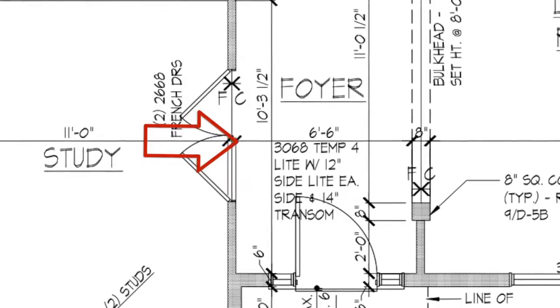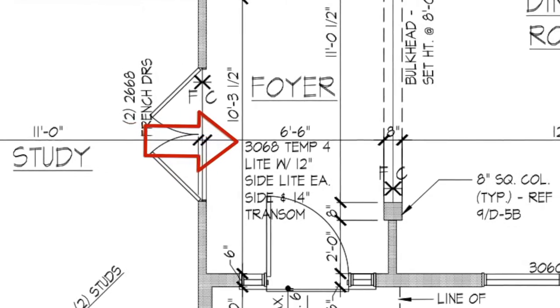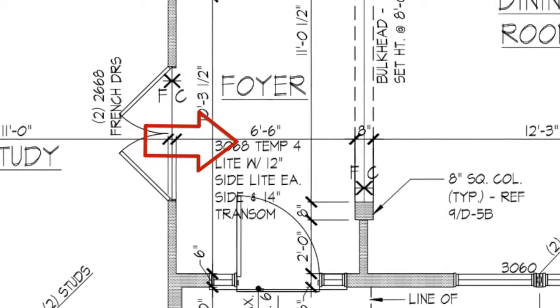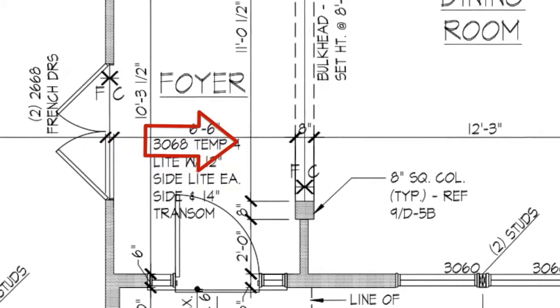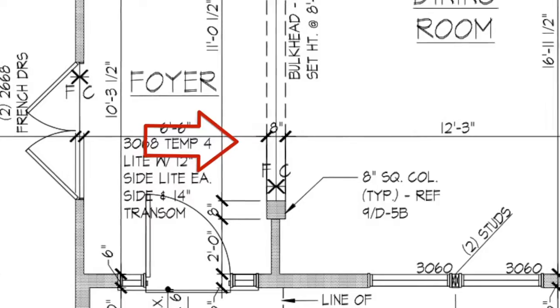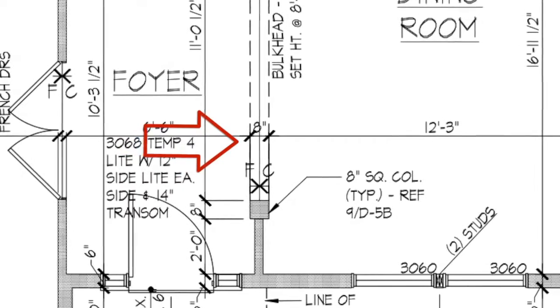Then the plan travels over to another dimension of 6 feet 6 inches. Now you see, because it's not 4 inches, a tick mark here of the thickness for this bulkhead, which I'll explain in a second, is 8 inches, then 12 feet 8.